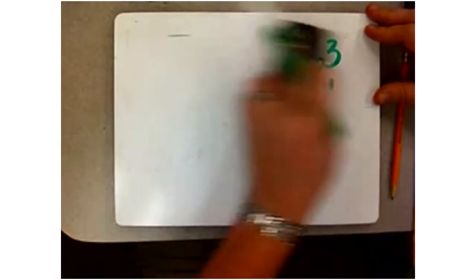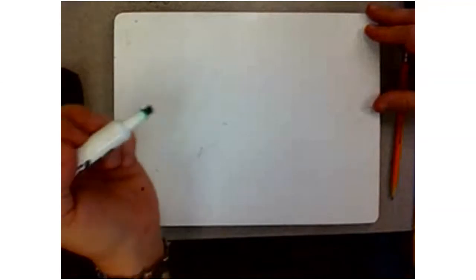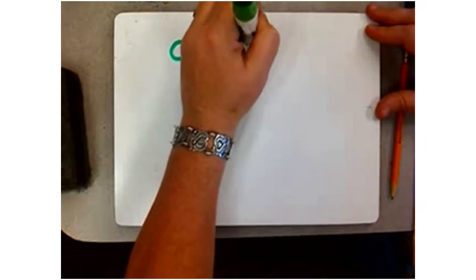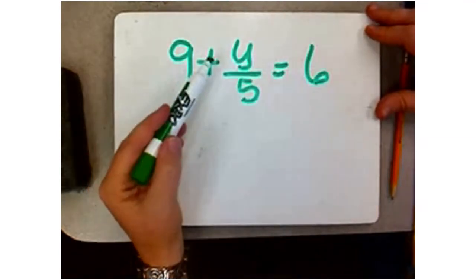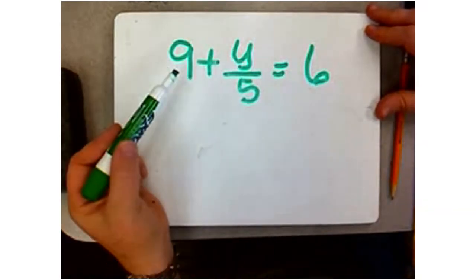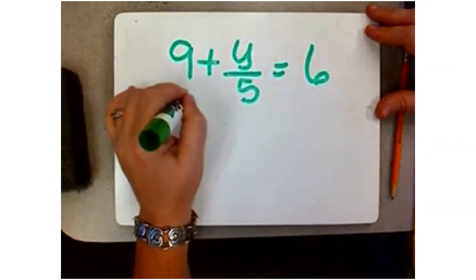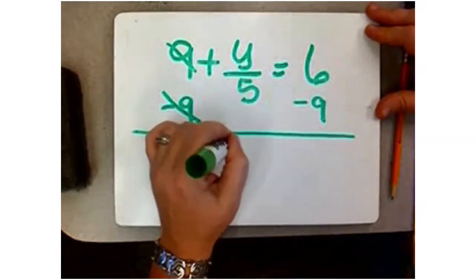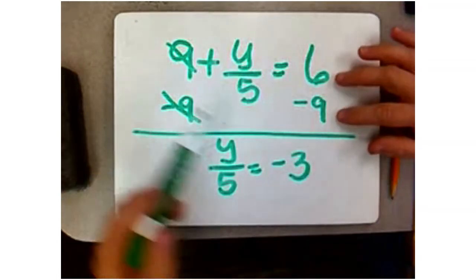All right, let's step it up a notch and do another kind of a different looking problem. If we have 9 plus y over 5 equals 6. We're still going to use our additive inverse to get rid of the 9, that positive 9. We're going to subtract 9 from both sides. And we have y over 5 equals negative 3. 6 and a negative 9 is negative 3.